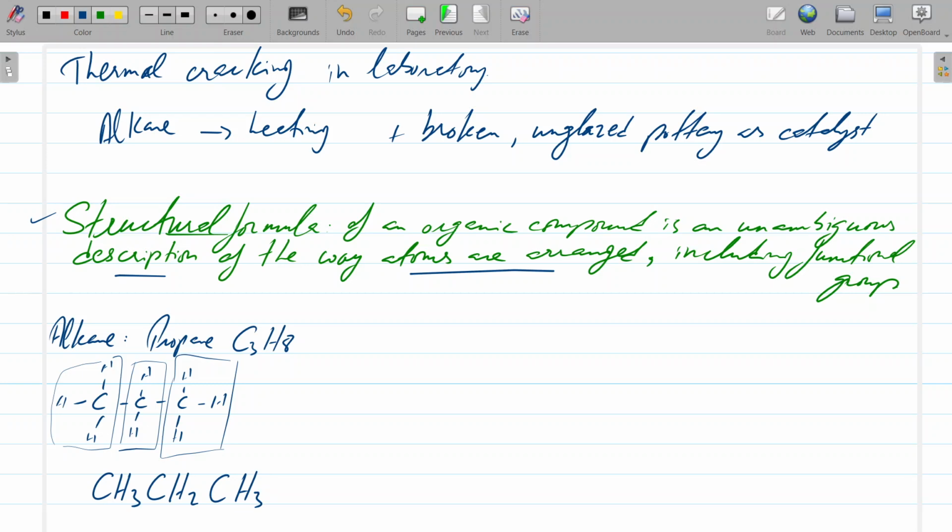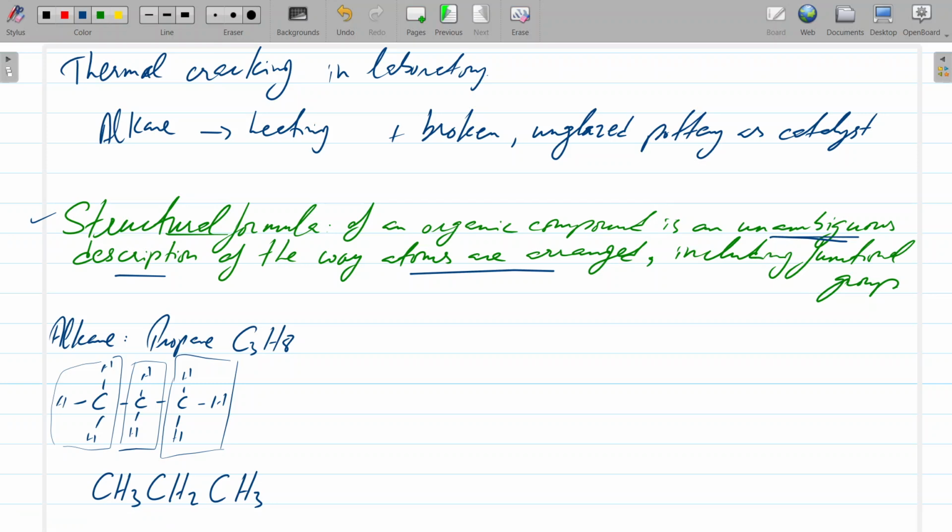So does that coincide with the molecular formula? Yes, you've got 3 carbons, you've got 8 hydrogens, right? And it's also, in short form, telling you how the grouping is, how they're arranged. So first you've got 1 carbon with 3 hydrogens, then you've got 1 carbon with 2 hydrogens, and then you've got a carbon again with 3 hydrogens. And so that's giving you an unambiguous, straightforward answer.